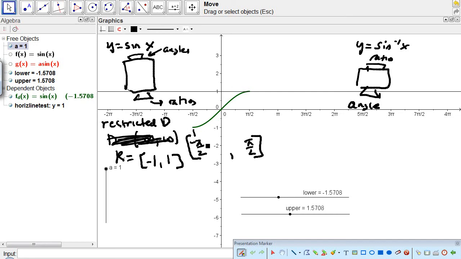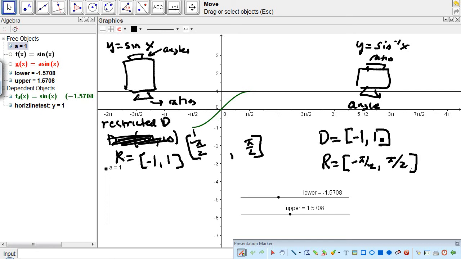And so what was my restricted domain will now be the answers that I get out as my range for my sine inverse function. Of course, my ratios that were my range for the sine function would now be what I would input into my sine inverse.